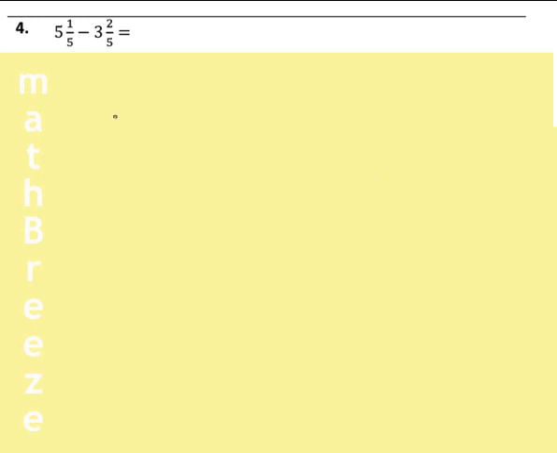Number 4, 5 and 1/5. Subtract 3 and 2/5. So here we have a situation where the fraction on top is smaller than the fraction on the bottom. So what we're going to do is some borrowing from the whole number. Let's borrow a 1 from the whole number, so reduce this by 1, change that to 4.